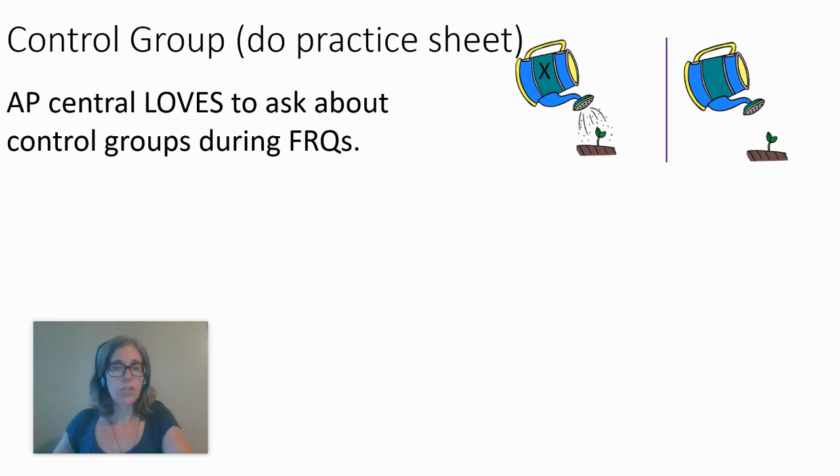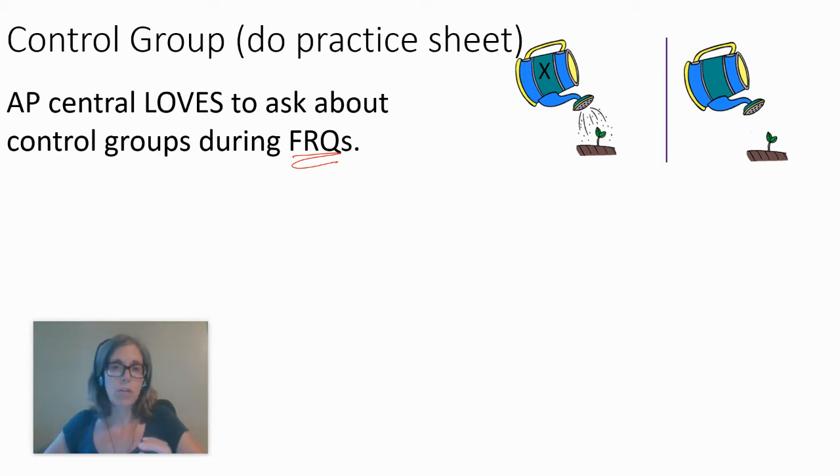So control group. First of all, AP Central loves to ask about control groups. FRQ means free response questions. On a regular AP Bio test, there'll be two big questions that will take, I think it's 20 minutes each, and then there'll be four other questions that are shorter. Unless I don't know what they'll do this year. Last year, they only did two questions total.